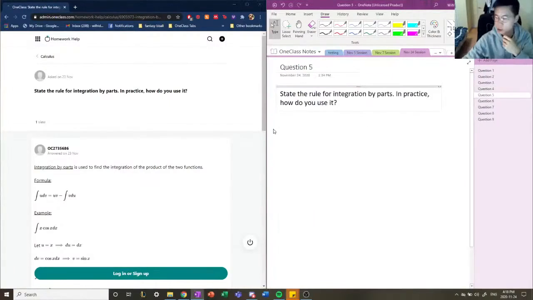All right, so moving on to the next question here. It says, state the rule for integration by parts. In practice, how do you use it?